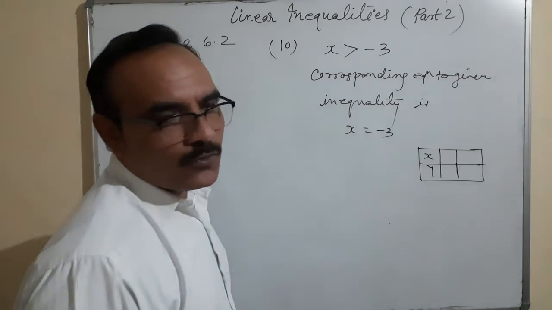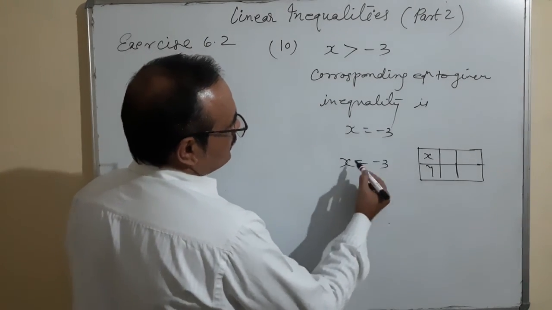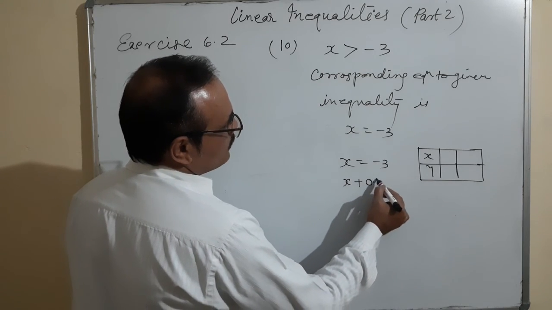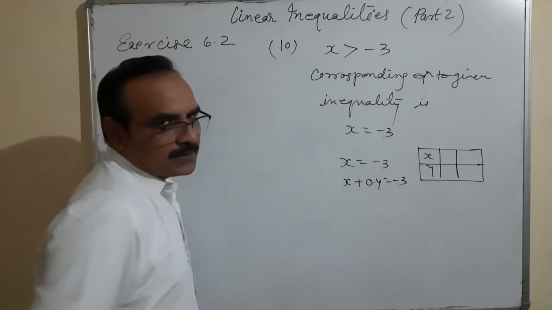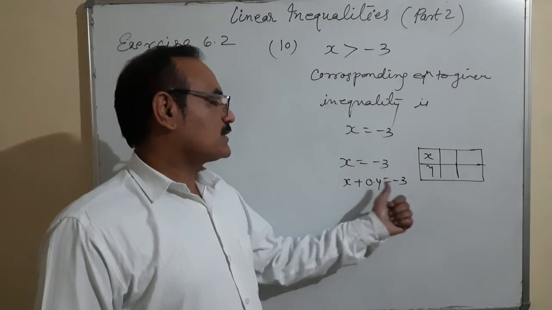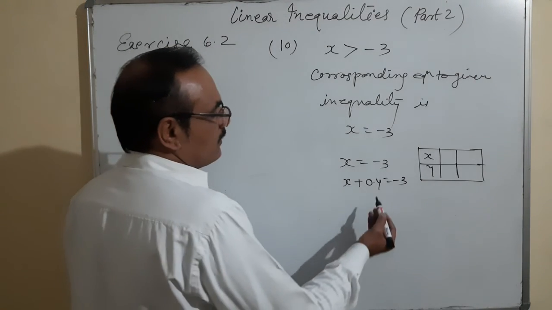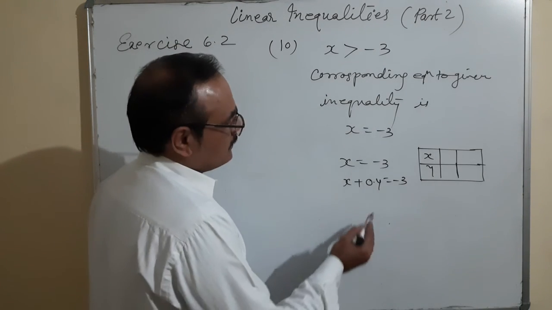Only x is there, then how to find the points? It's okay. This is x is equal to -3. So may I write here x plus 0 multiplied by y is equal to -3? Is it okay? Can it be done? The coefficient of y is 0, x is equal to -3. So when I put the value here, y can be put anything.